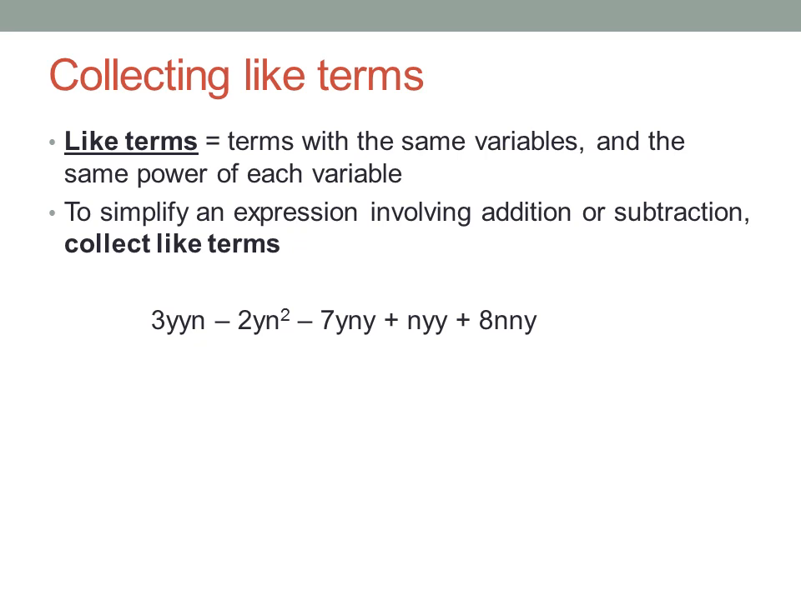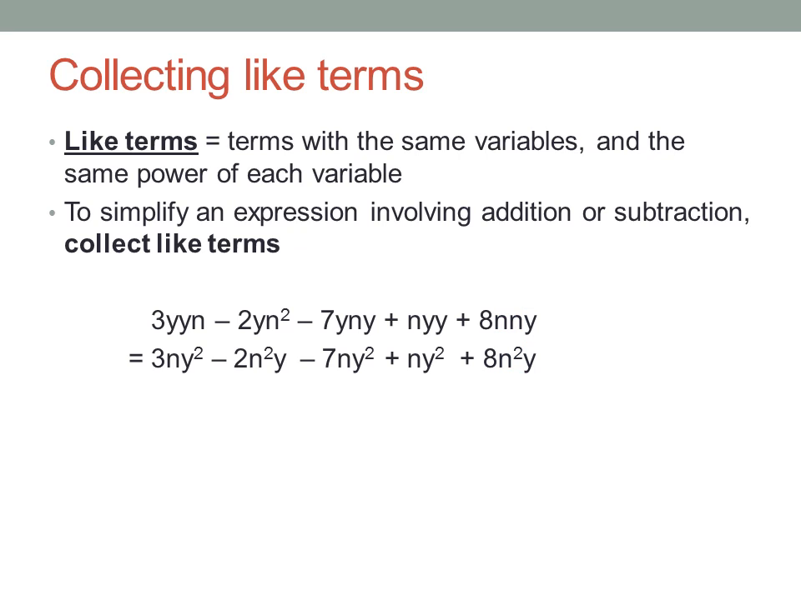One more. 3yn minus 2yn squared minus 7yny plus nyy plus 8nny. Now remember, the order of the multiplied variables doesn't matter. So let's write them all conventionally first, in alphabetic order with power notation. yn is ny, and put the n first. Then y times y is y squared. y squared again, n squared.